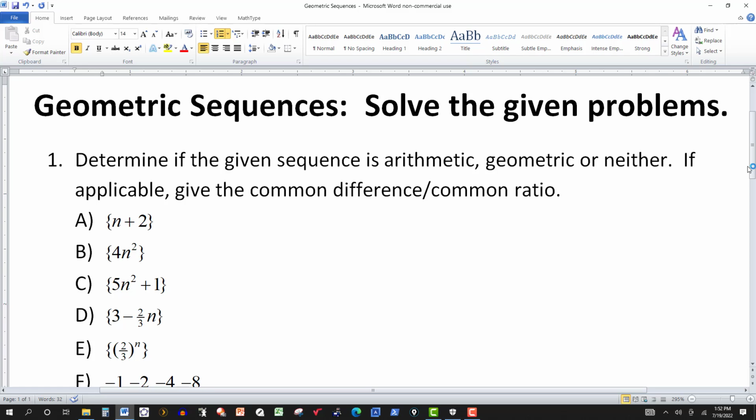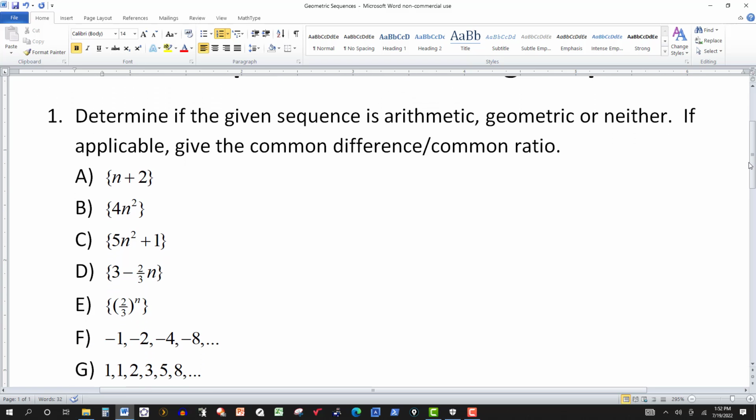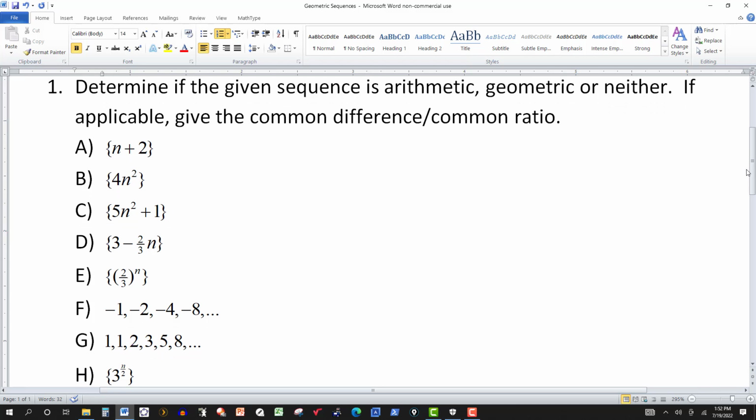You're given some sequences here. Some are geometric, some are arithmetic, some are neither. So you are to identify what they are, and if it applies, to find the common difference or the common ratio. So you can try these and then I'll be back.